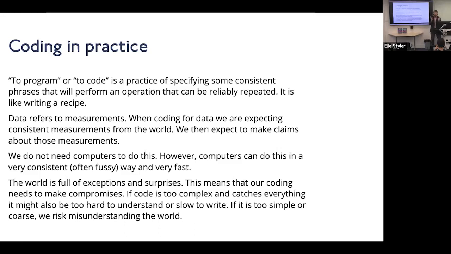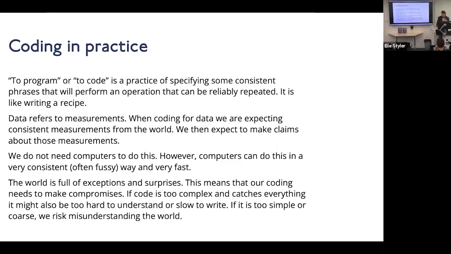So now the world is full of expectations and surprises. Things just happen out of sample, or they happen in ways that we didn't anticipate. So that means our coding needs to make compromises. Sometimes we have missing data. Sometimes we have data where one text is really long and one is short. If the code is too complex and catches everything, it might be too hard to understand. It might be very messy, very fragile code. Might be too hard to write. And if the code is too simple, then it might be coarse, or we might risk misunderstanding the world. We're using a sledgehammer when we should use a scalpel.